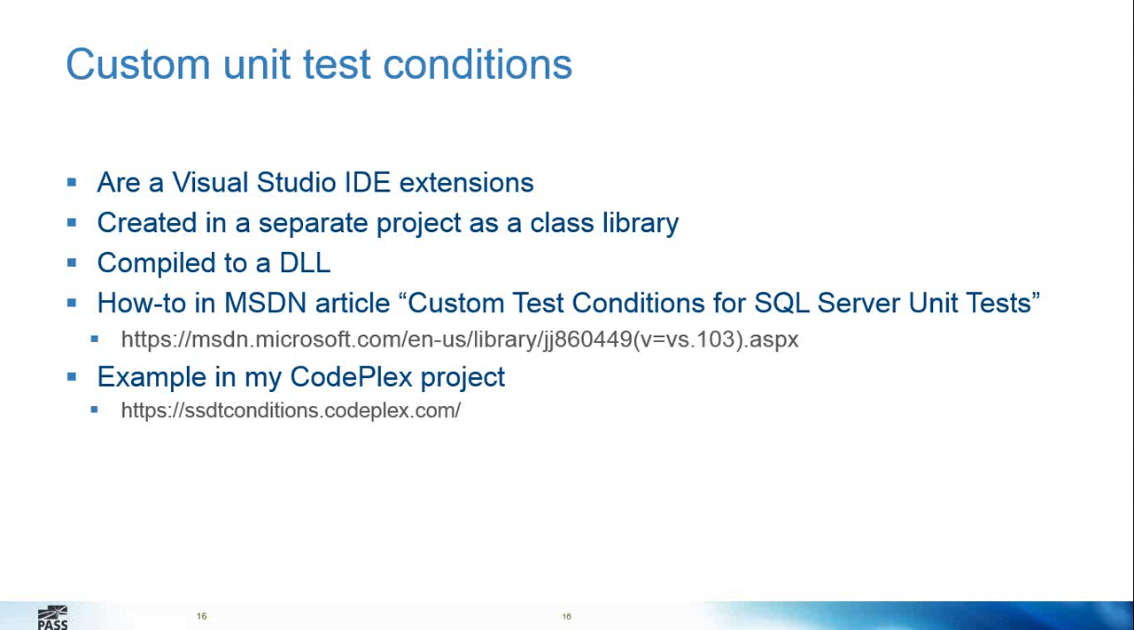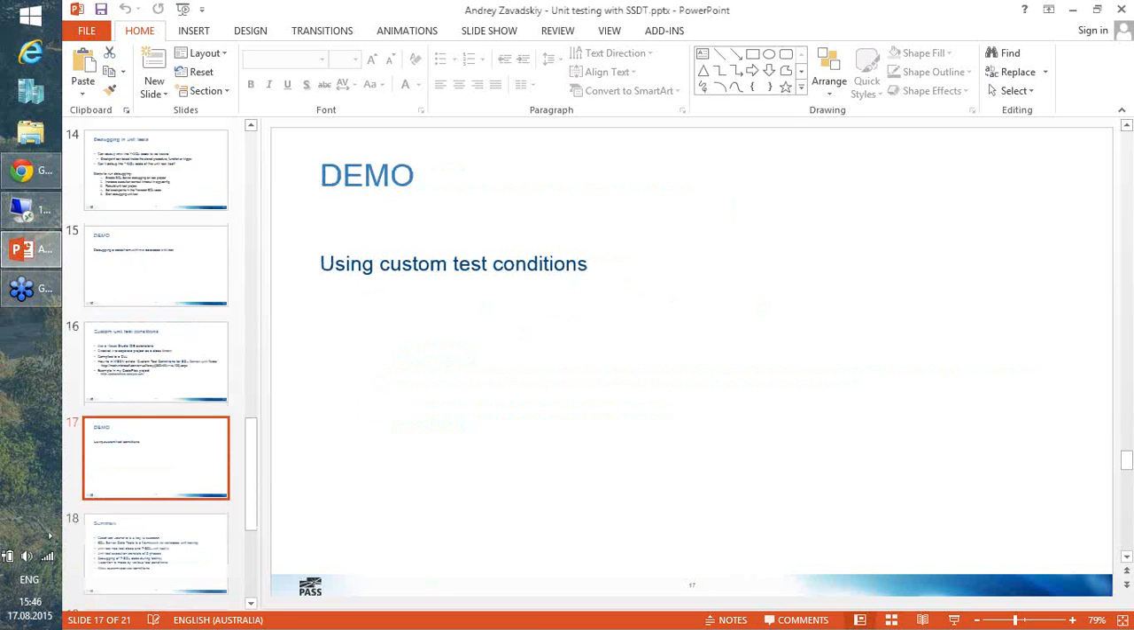SSDT allows you to create custom unit test conditions. How to create them is described in detail in the MSDN documentation. The link is here. Also, you can observe my project on CodePlex, which is available at this address, where I've created a couple of conditions for asserting string and datetime scalar values. And now in this demo, I will show you how to use custom test conditions with your test project.